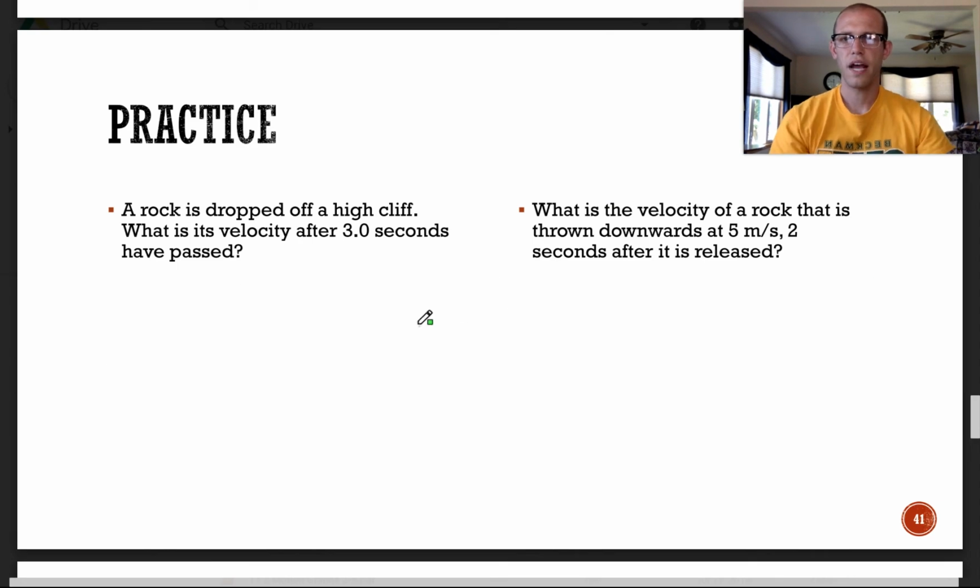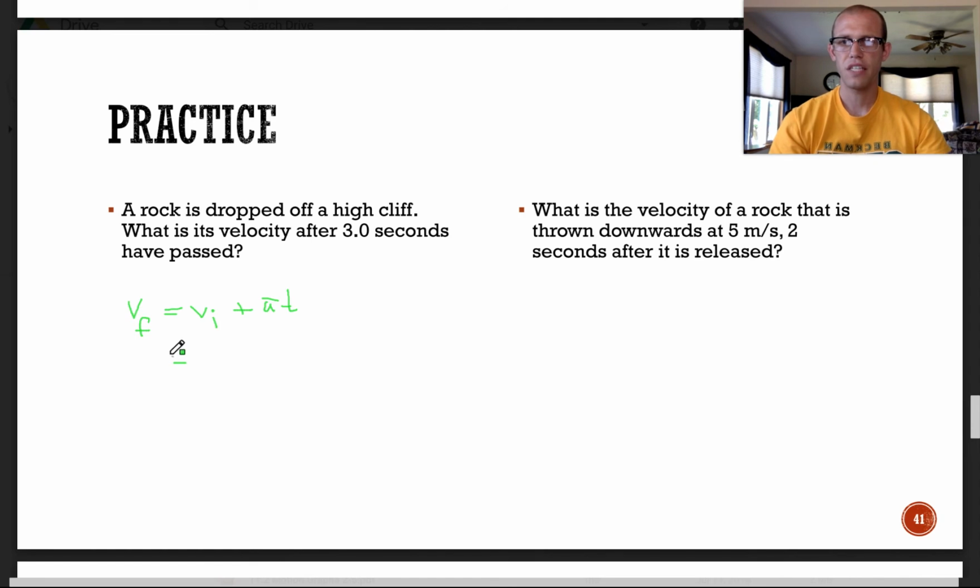All right, so some practice. A rock is dropped off a high cliff. What is its velocity after 3 seconds have passed? So we're talking about a final velocity. So that's calculated by the initial plus acceleration times time.